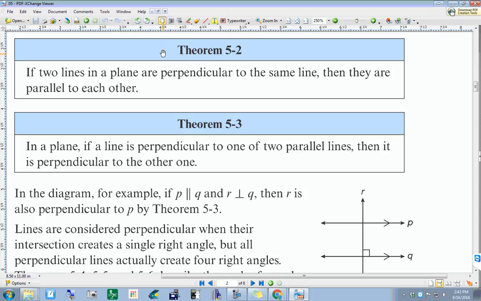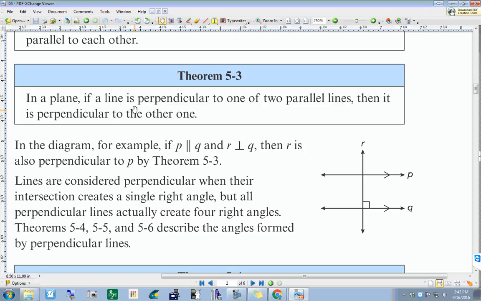Triangles is a whole other story that we'll be talking about later. Okay? Now, in a plane, so I've got my ceiling again, it's a plane. If a line is perpendicular to one of two parallel lines, then it's perpendicular to the other one. So again, looking at what I've got up here, I've got this line that's running right here. It's perpendicular over here, correct?